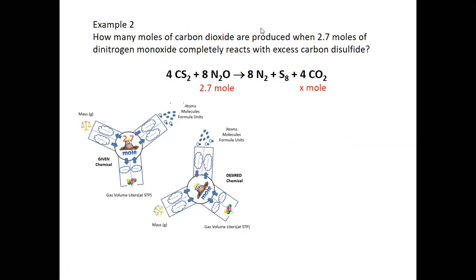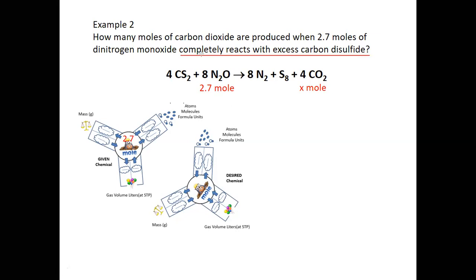So please don't be confused by some of the extra information in here. It says completely reacts with excess carbon disulfide. That basically tells us there's plenty of this reactant called carbon disulfide present to allow this reaction to act completely. It's not giving us anything specific that we need for our chemistry or our stoichiometry calculation. So it's almost like we can ignore that statement.